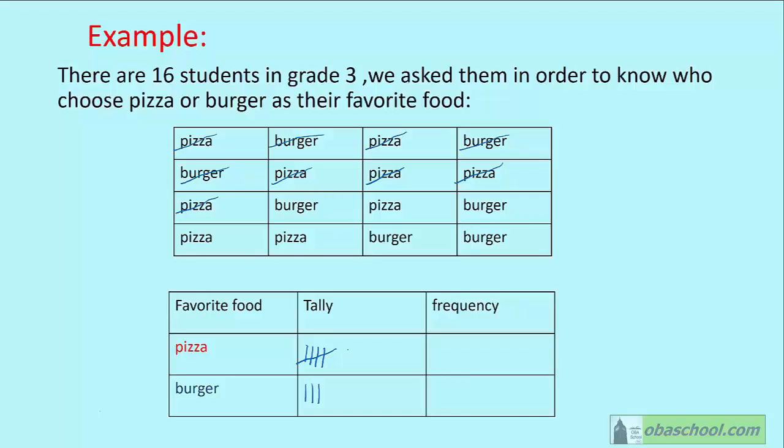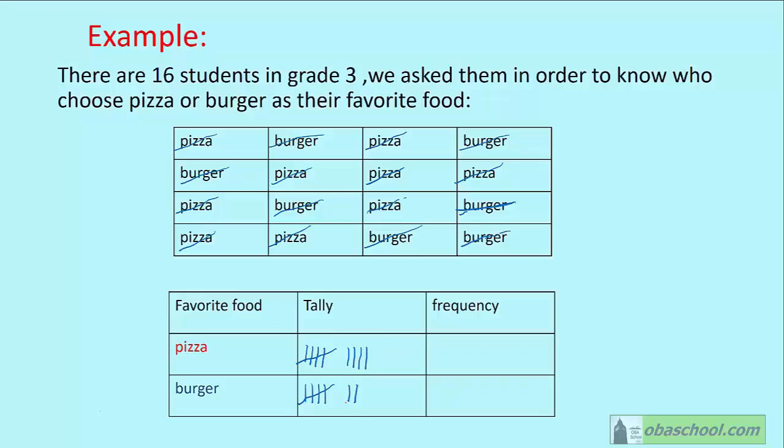Let's continue. Pizza, burger, pizza, burger. Notice we also grouped the 5 burgers together. And pizza, pizza, burger, and finally burger.